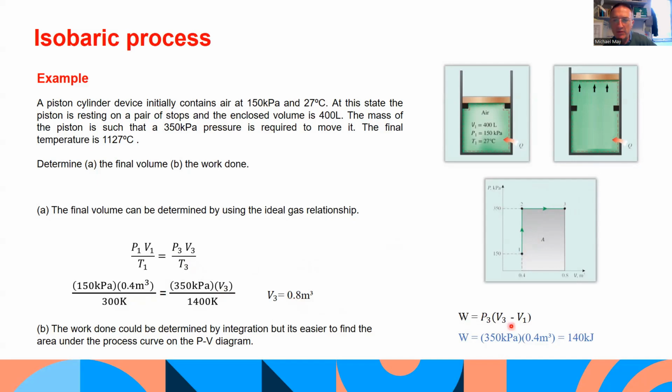So now we have enough information. We have V3, we have V1, and we have P3. And we put that into our equation, and we get 140 kilojoules is the amount of work done to lift that piston off its stops.